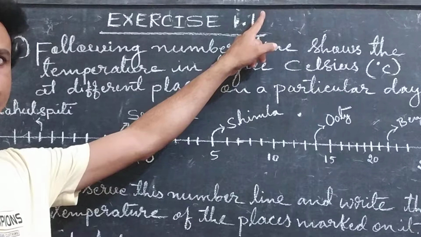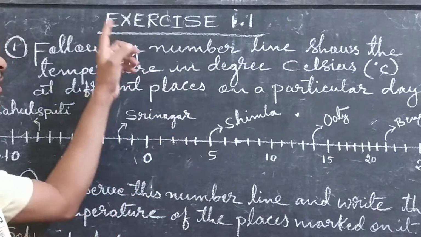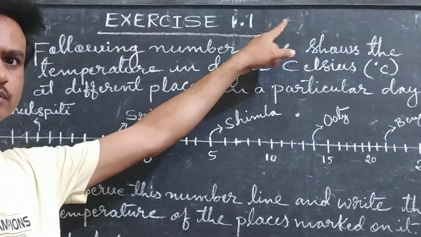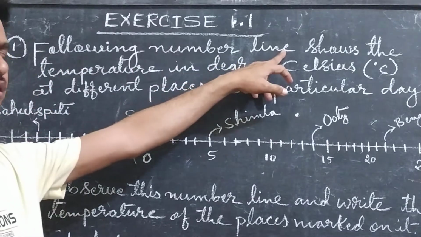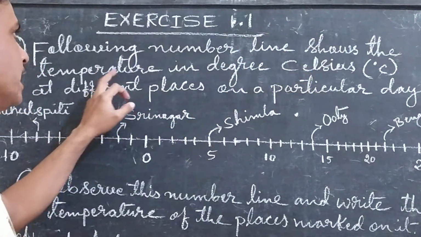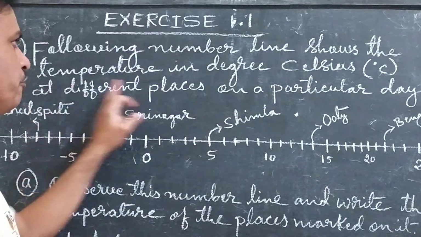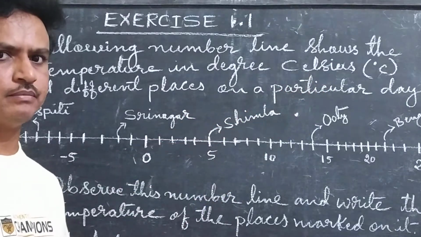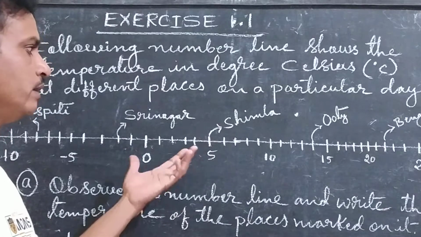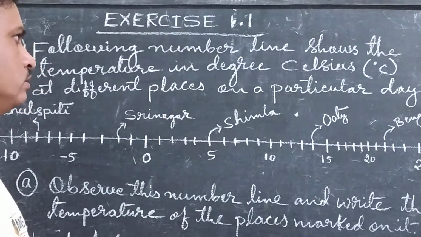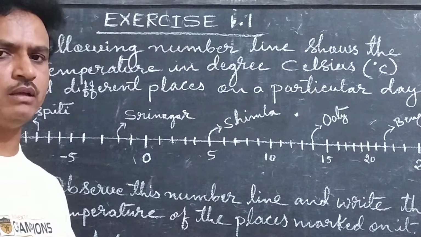Exercise 1.1. First question. The following number line shows the temperature in degrees Celsius at different places on a particular day. Here is the given number line. On this number line, the temperature is given at different places on a particular day.